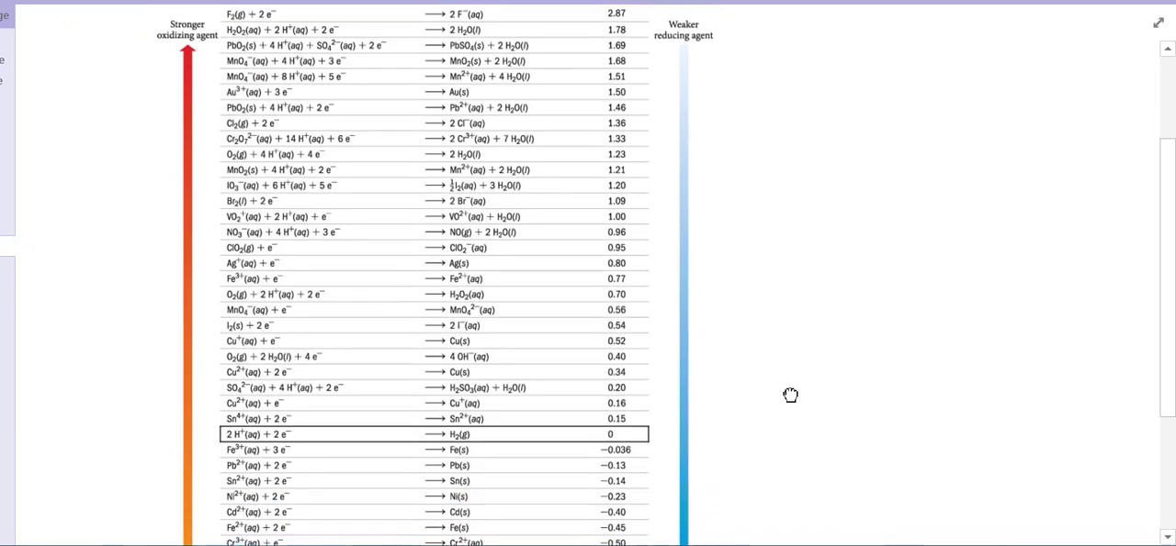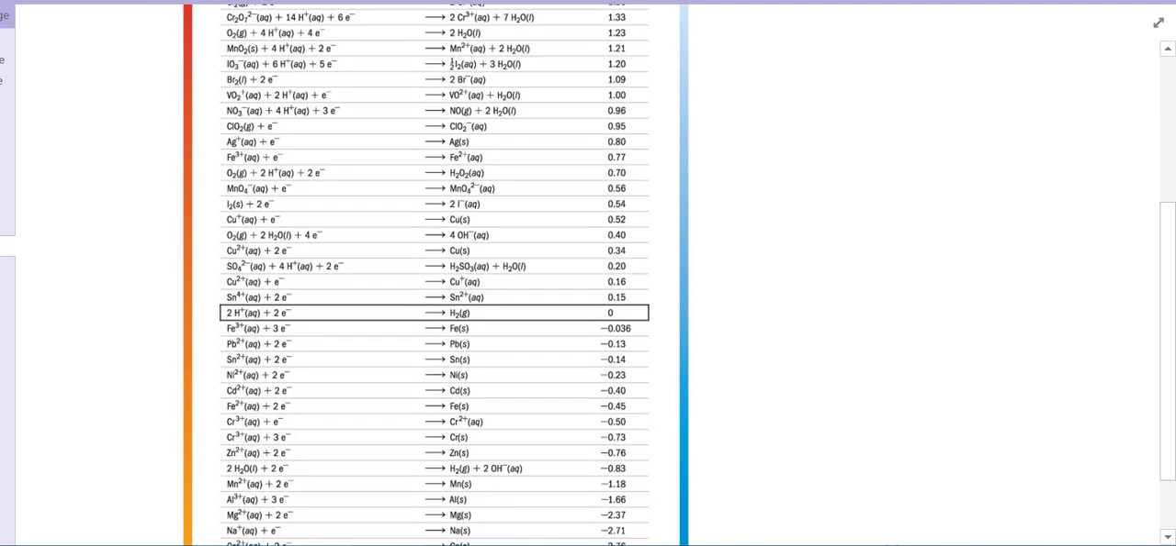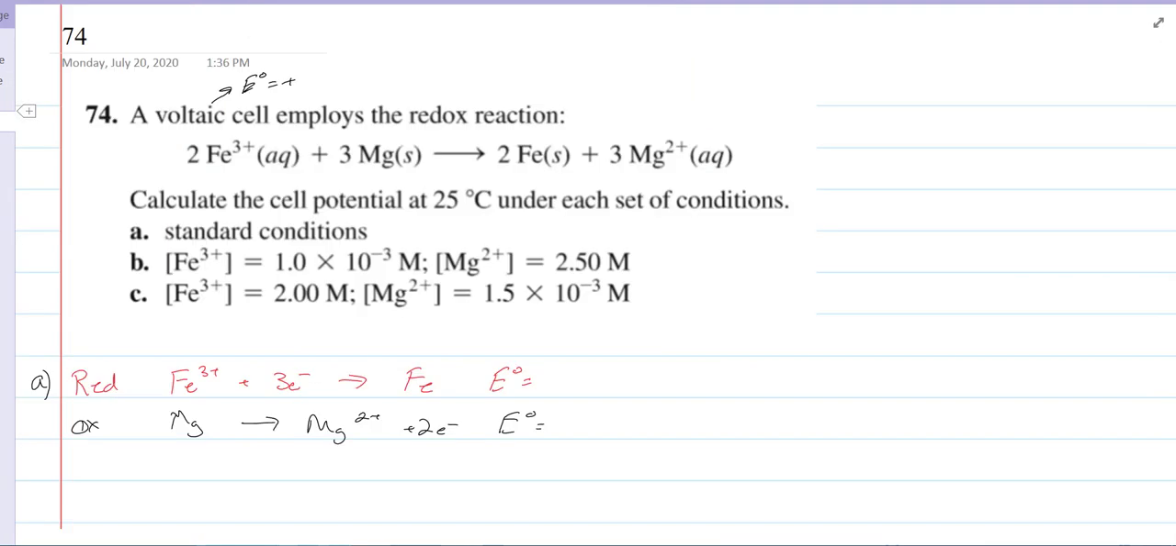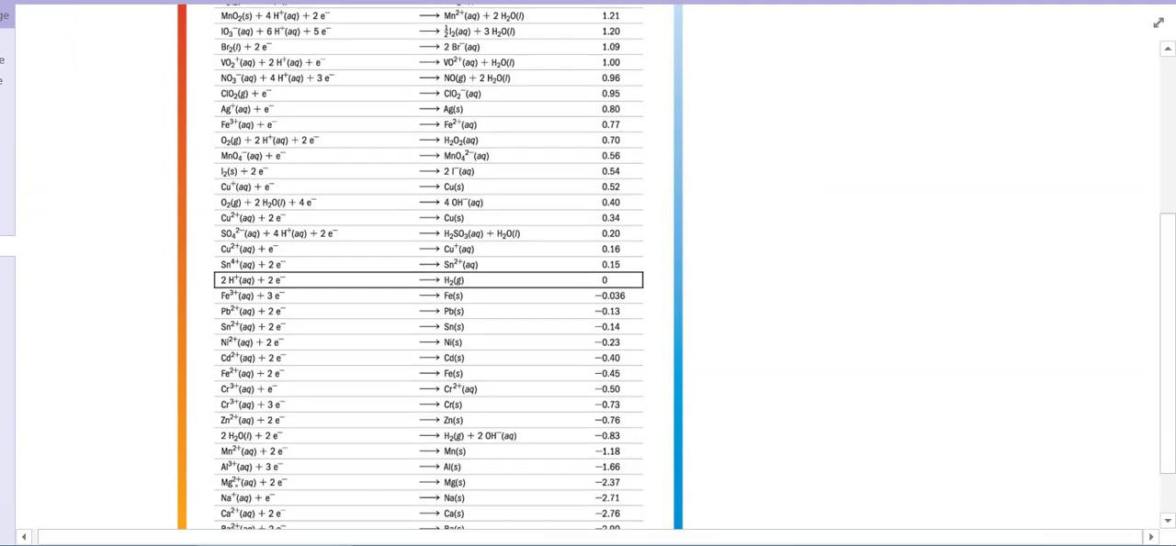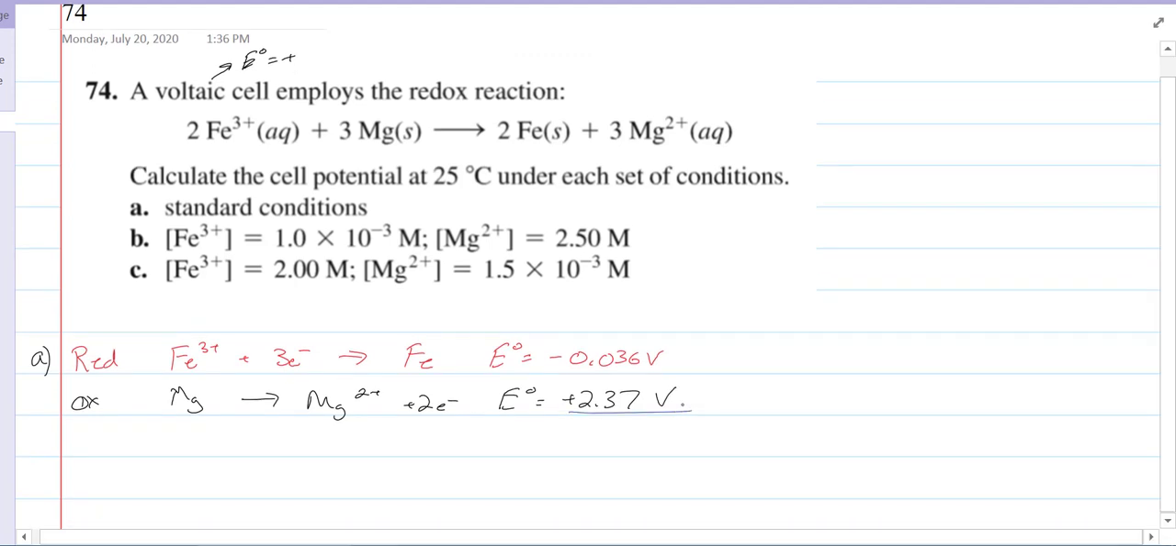So if I go to my standard redox potentials here, where's iron 3? Not seeing iron 3. Oh, there it is right there. Negative 0.036 volts. And the magnesium is down here at negative 2.37, but we flipped it, so it's positive 2.37. Okay, adding those up, we would get 2.33 volts. Good. So for A, E standard equals 2.33 volts.